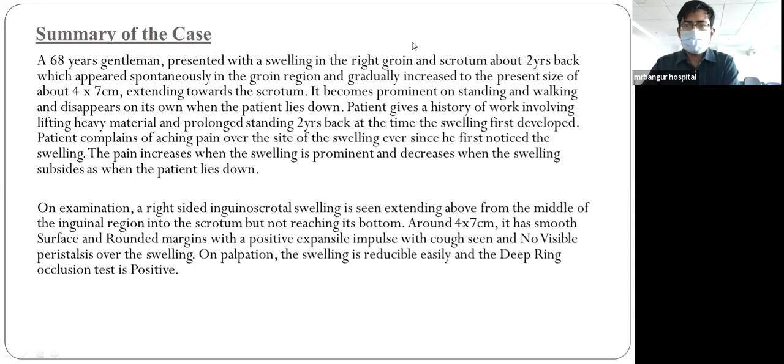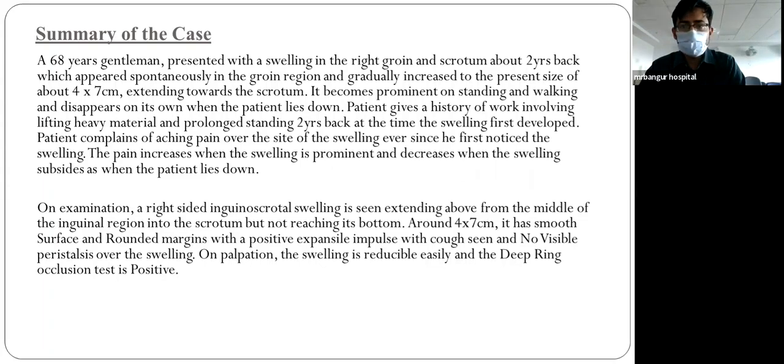Summary of the case, a 68-year-old gentleman presented with a swelling in the right groin and scrotum about 2 years back, which appeared spontaneously in the groin region and gradually increased to the present size of about 4 by 7 centimeters, extending towards the scrotum. It becomes prominent on standing and walking and disappears on its own when the patient lies down.